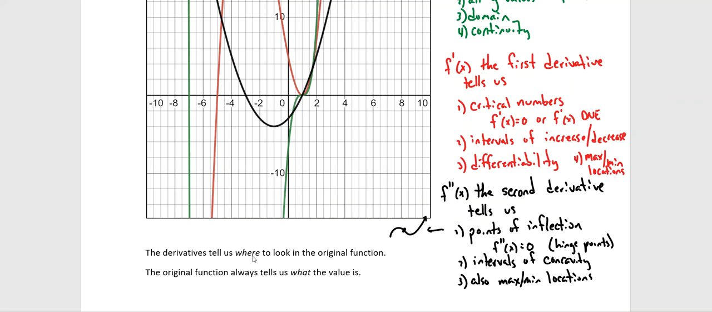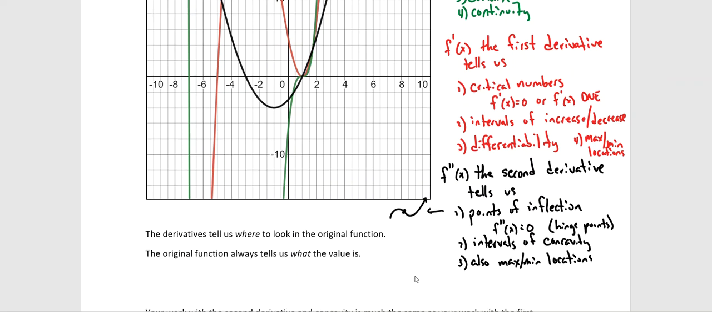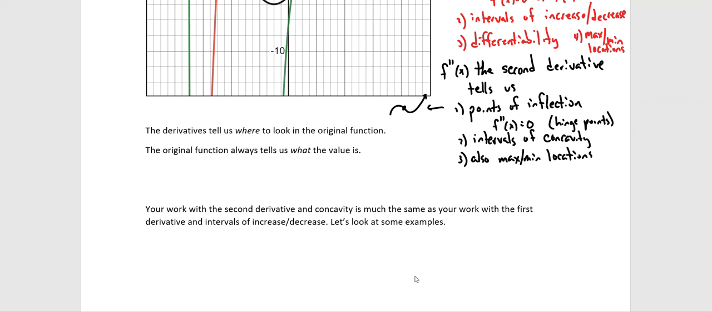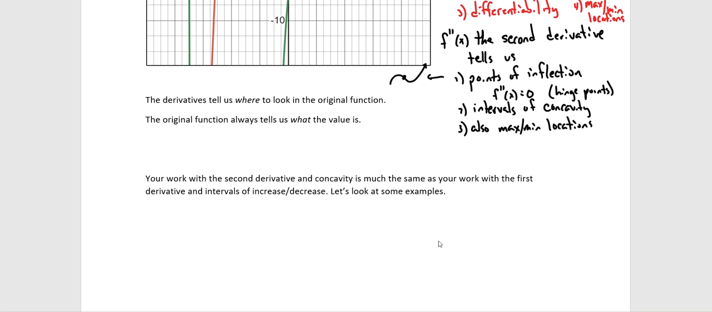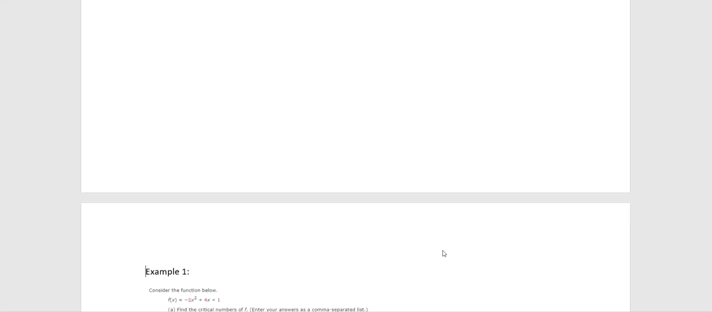It only gives us information about the x values. The original function is always going to tell us what the value actually is, the actual y value. So your work with the second derivative and concavity is much the same as your work with the first derivative and intervals of increasing and decreasing. So let's look at some examples. I said some here, but with my energy level today, some means 2.